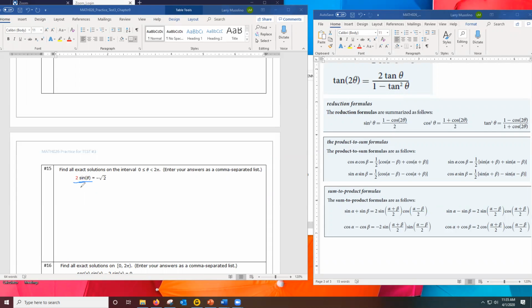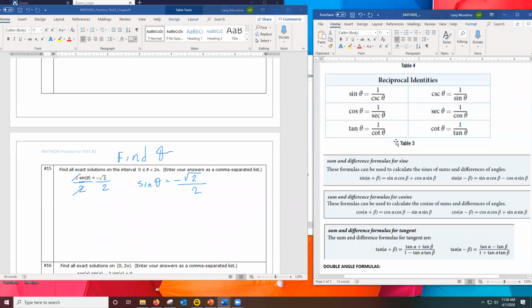So what you want to do is get that trig function by itself on one side of the equation. So I'm going to divide both sides by 2. And that gets me that the sine of theta is negative square root of 2 over 2. Remember, on these problems, you're trying to find theta. You're trying to find angles. So your answers here are angles. It's really asking you what angle has its sine equal to negative square root of 2 over 2.